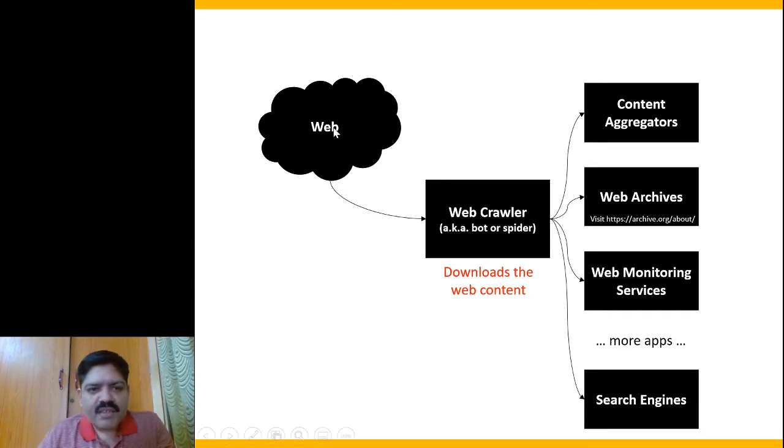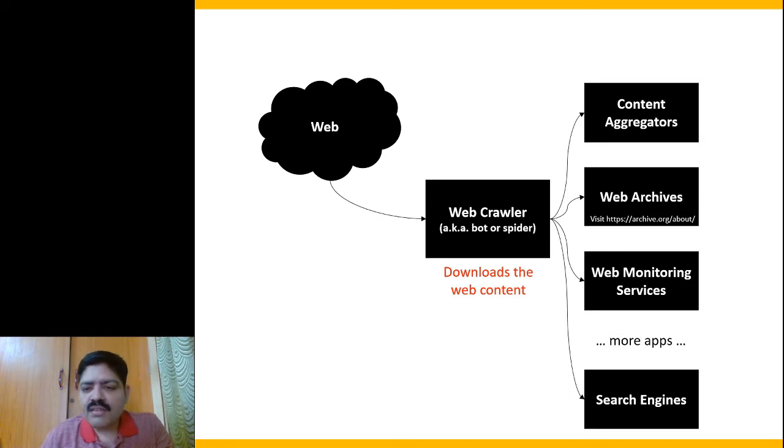If you look at the web as a collection of documents, a component such as a crawler which can go and grab the content on the web is of importance to many players. Here are some examples. So we have these content aggregators, we have web archives, we have web monitoring services, and there are many applications which might be interested in the information on the web.